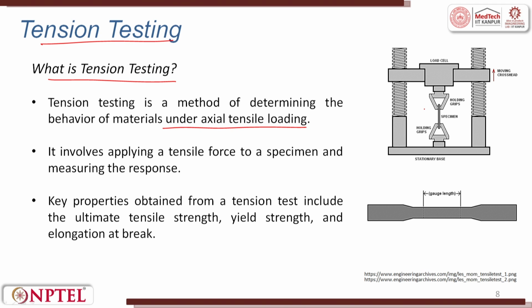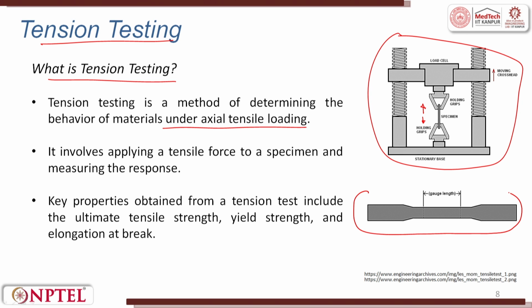So material is under a load, we are pulling apart the material in two different directions. So this is a specific setup. We will show you the setup in a demonstration here, and this is the typical shape of a specimen that is under testing. It involves applying a tensile force to a specimen and measuring the response. So this includes the material's deformation and fracture, where the eventual event is fracture.